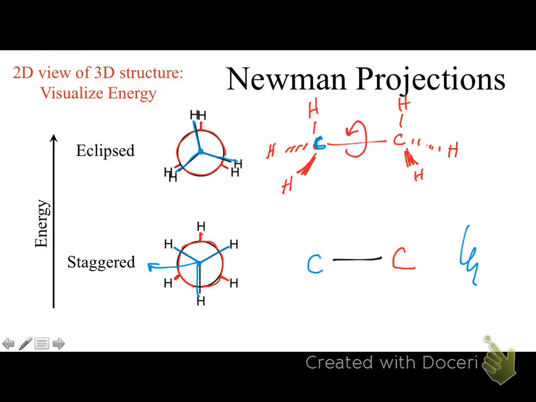Okay? So between these two conformations, we get two different names for them. You get eclipse, which kind of makes sense, and staggered, which also kind of makes sense. Those bonds are staggered away from each other, 60 degrees. Okay?